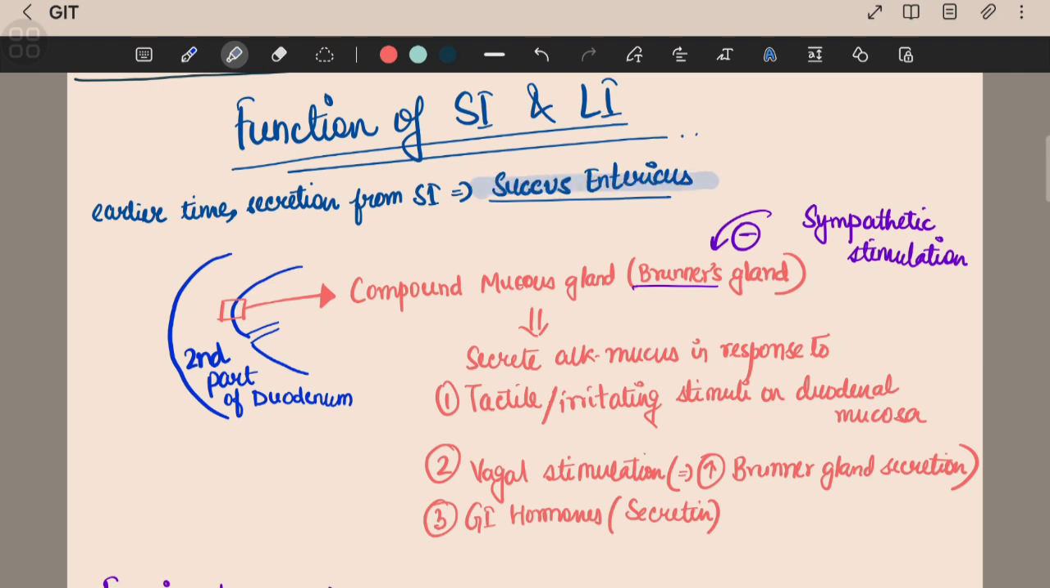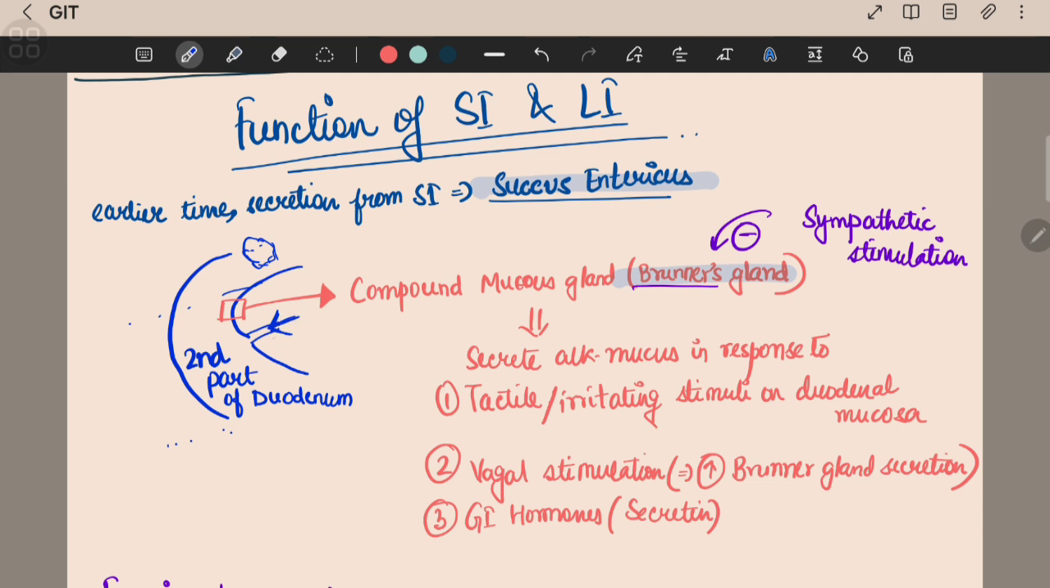Now see, there are certain glands present in the entire GIT. We had discussed the gastric glands in the stomach. Now in the small intestine, we have certain glands called Brunner's glands. Now where are they located? Suppose this is the level of the pyloric sphincter, and the first part of the duodenum, then the second part of the duodenum. In the second part of the duodenum, we have the opening of the ampulla of Vater, that is, the opening of the hepatopancreatic duct.